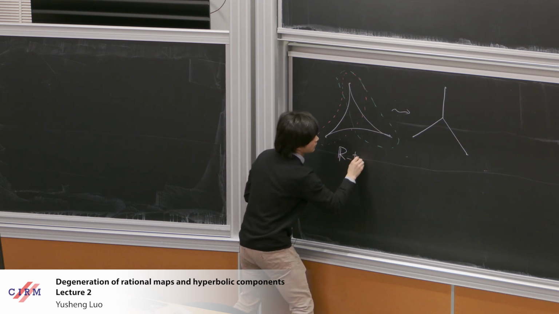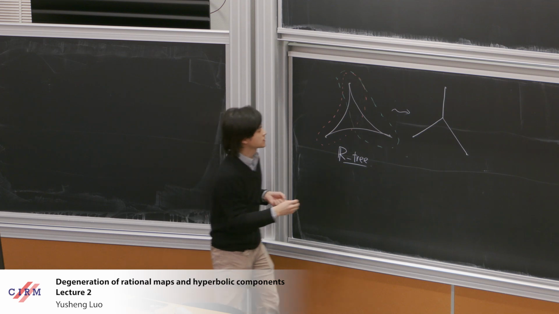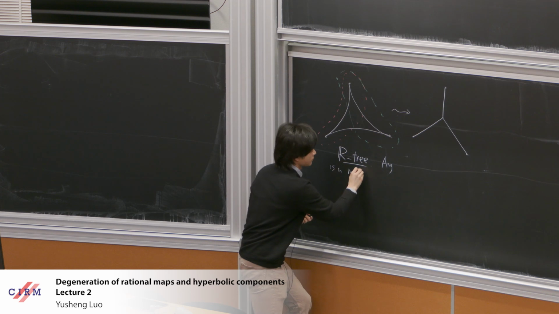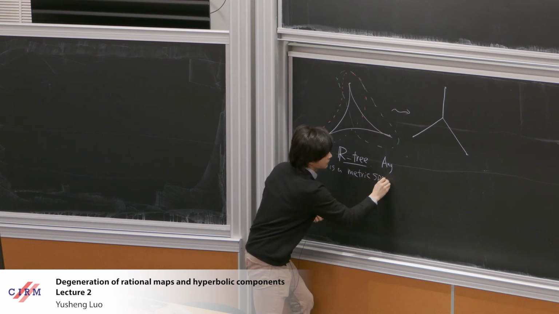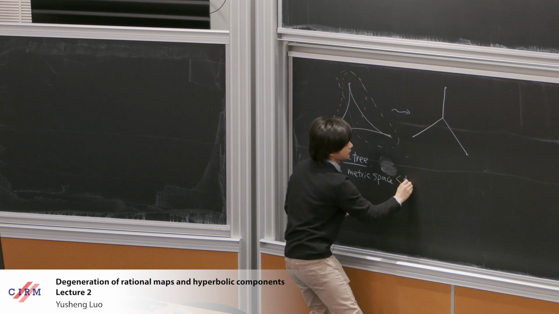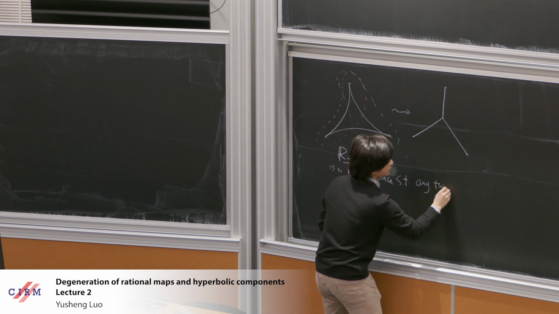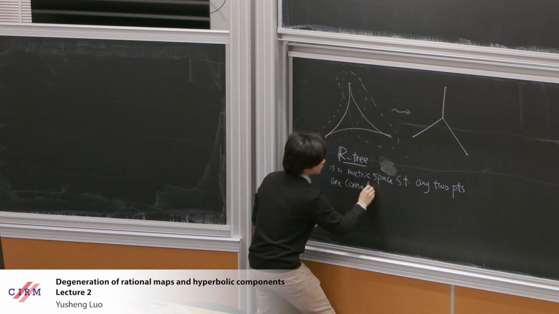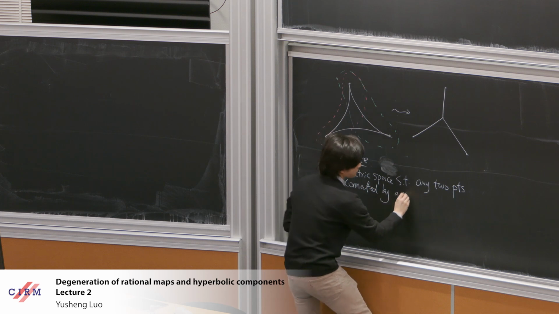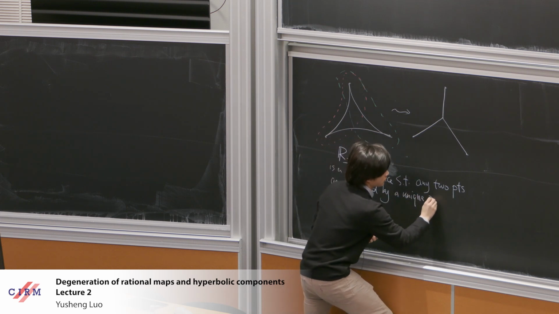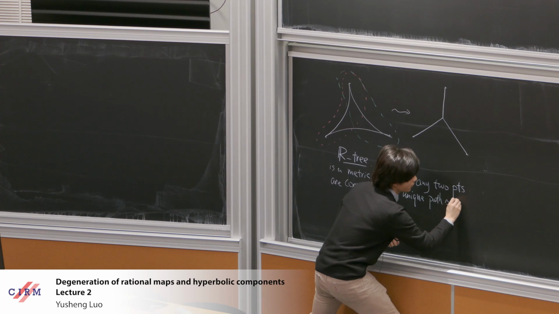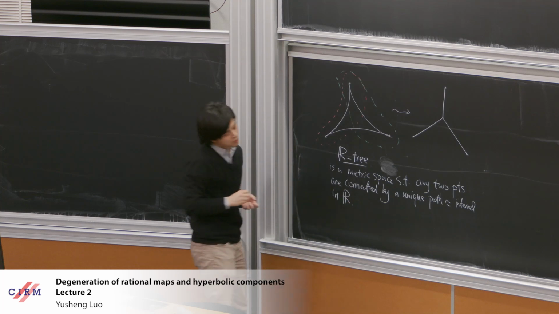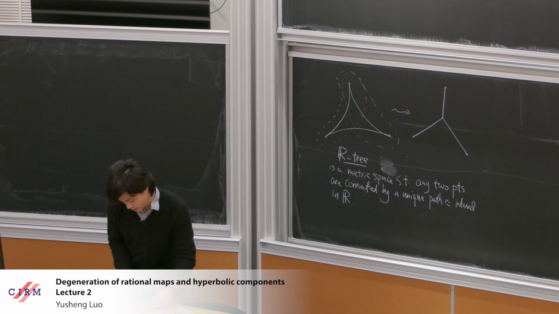So let me just write down what I really mean by an R-tree. It means that it's a metric space such that any 2 points are connected by a unique path isometric to some interval in R. All right.